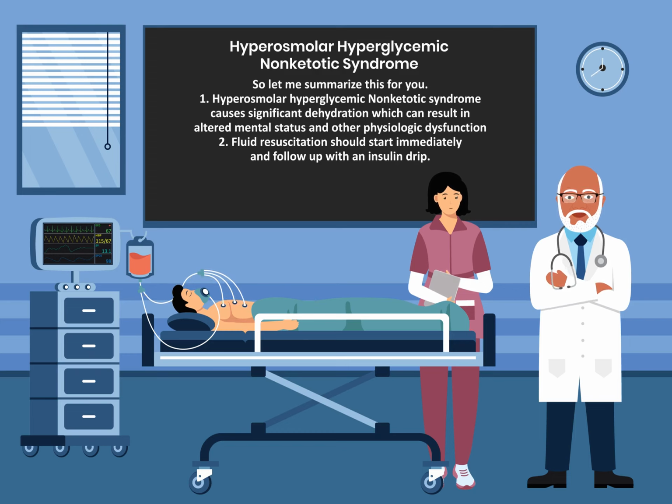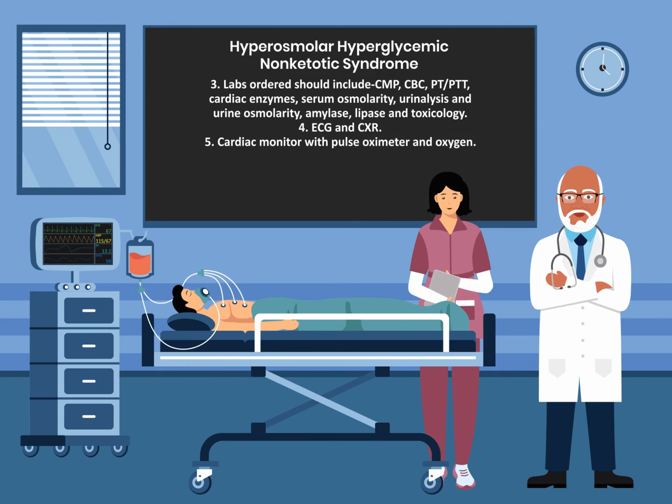Number one, hyperosmolar, hyperglycemic, nonketotic syndrome causes significant dehydration, which can result in altered mental status and other physiologic dysfunction. Number two, fluid resuscitation should start immediately and follow up with an insulin drip.